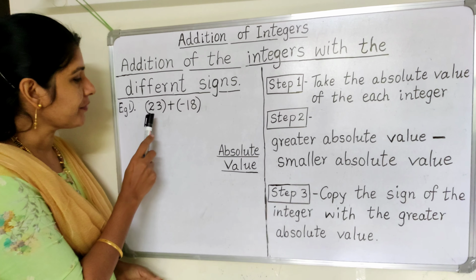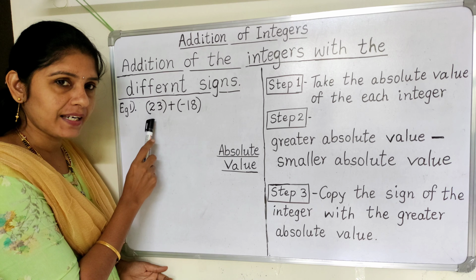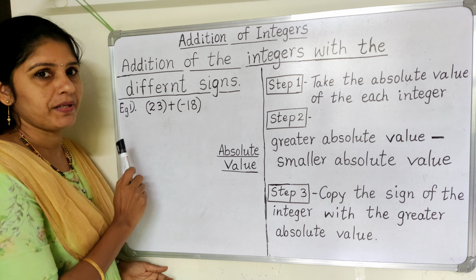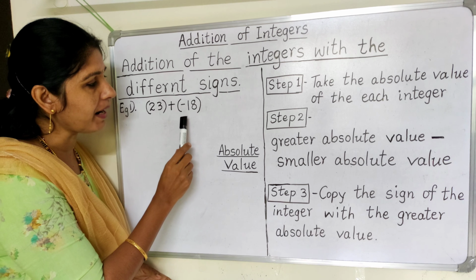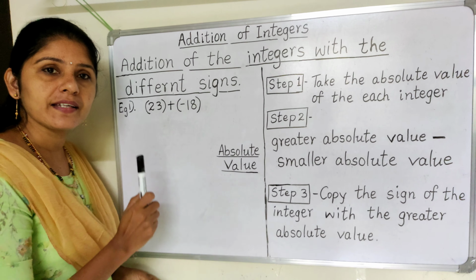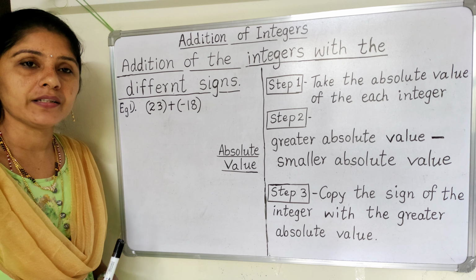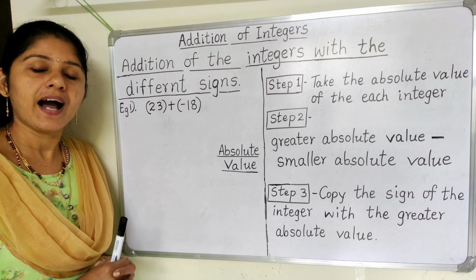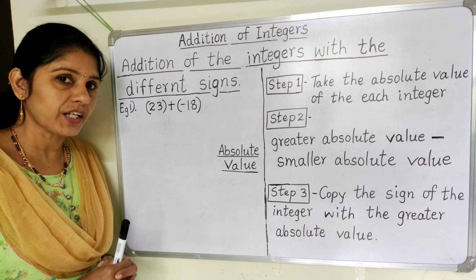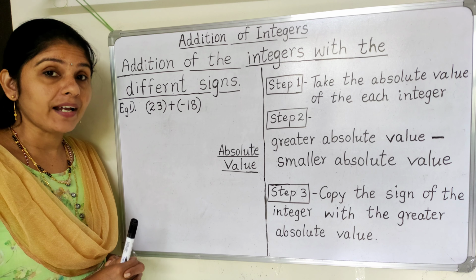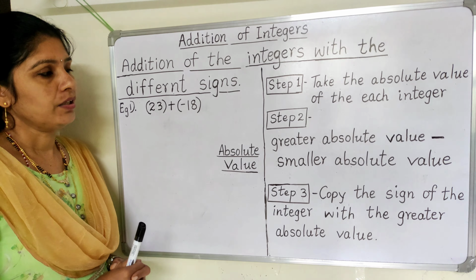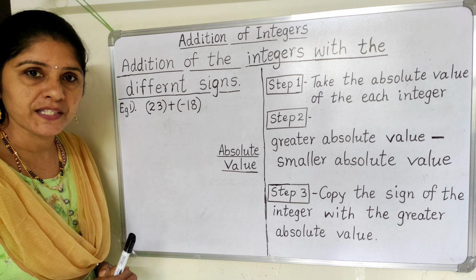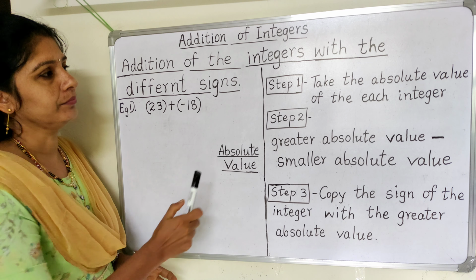Students, the first number is 23. It is a positive number. And the second number is minus 18. It is a negative number. Here the given integers have different signs, unlike signs, so we cannot add. We can subtract. So let us follow the steps and continue the sum.